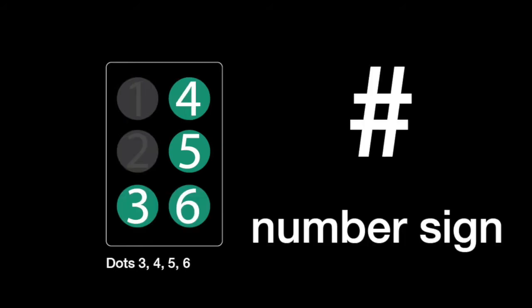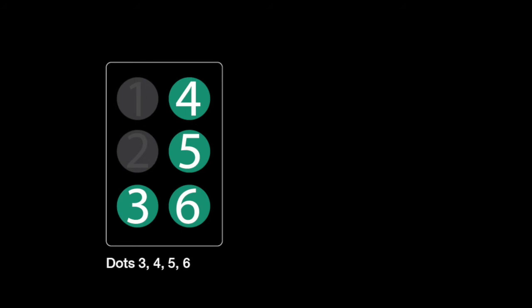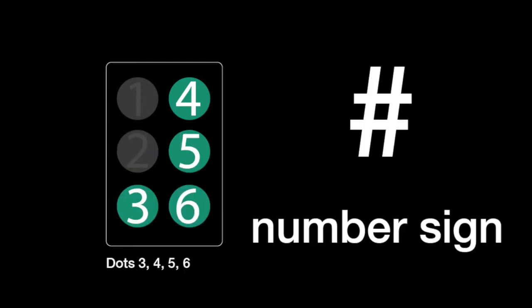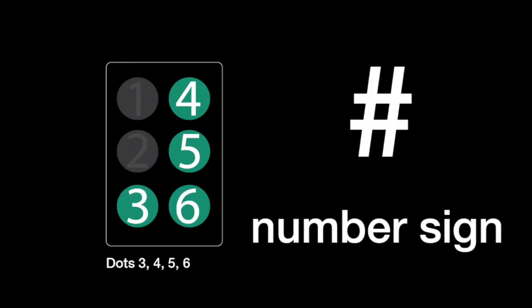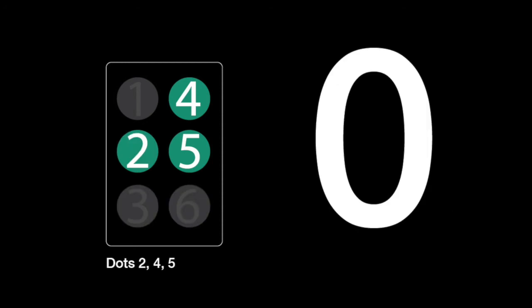8 is a number sign, dots 3, 4, 5, and 6 plus H, dots 1, 2, and 5. Dots 3, 4, 5, and 6 plus dots 2 and 4. 9 is a number sign, dots 3, 4, 5, and 6 plus I, dots 2 and 4. Dots 3, 4, 5, and 6 plus dots 2, 4, and 5. 0 is a number sign, dots 3, 4, 5, and 6 plus J, dots 2, 4, and 5.